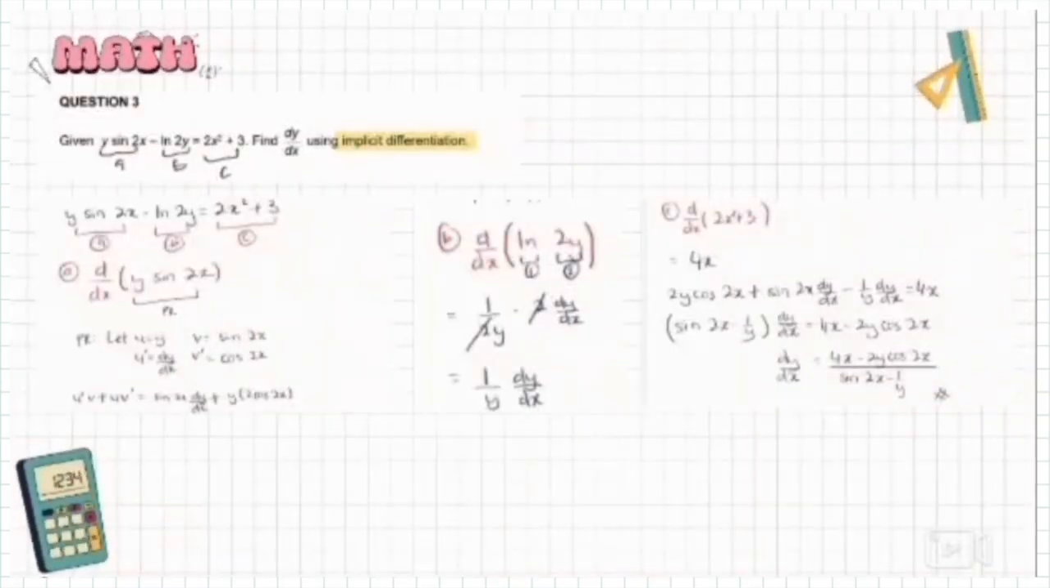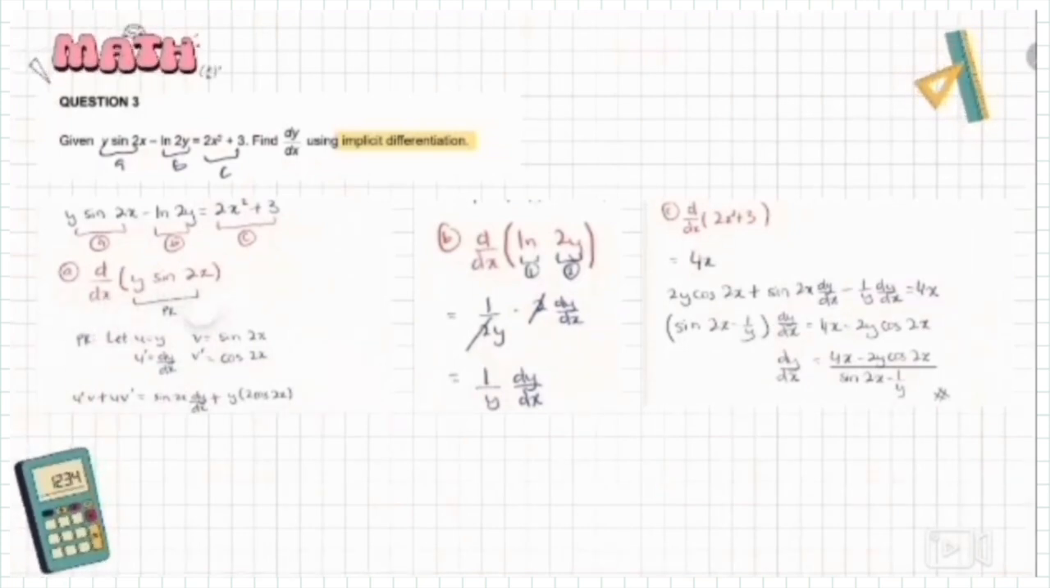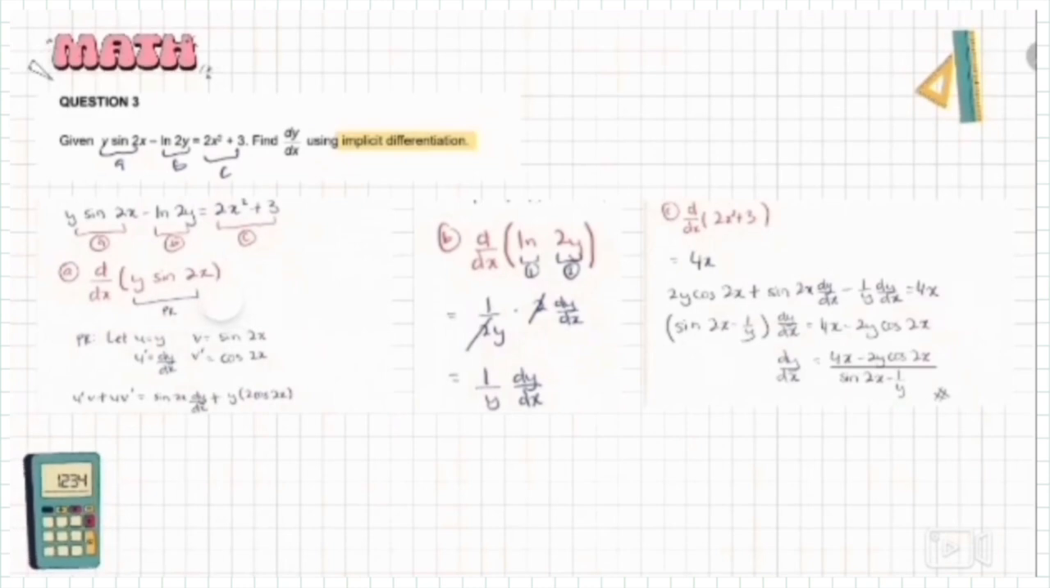Okay, so for question 3, we are given the equation y sin 2x minus ln 2y equals 2x squared plus 3. Find dy/dx using implicit differentiation. So first step, we have to separate all these terms into 3, which are a, b, c. So for a, d/dx of y sin 2x, we can use the product rule since we know that two functions are multiplied together.